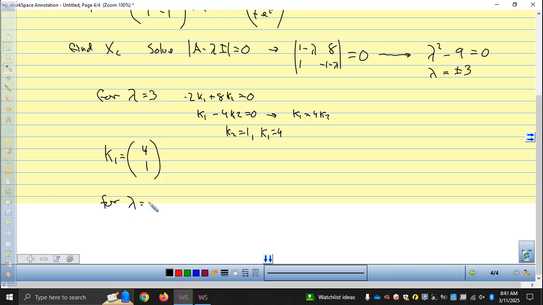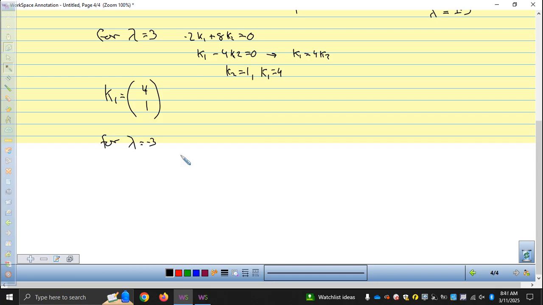For lambda equals negative 3. After a while, you do so many of these, this process is almost like clockwork. You're just cranking out these eigenvectors. We get 4 k1 plus 8 k2 equals 0, and k1 plus 2 k2 equals 0. So k1 equals negative 2 k2. I let k2 equal 1. So k1 equals negative 2. So our second eigenvector is negative 2, 1.